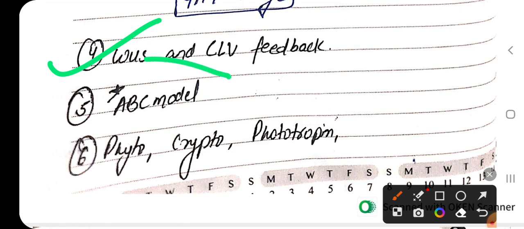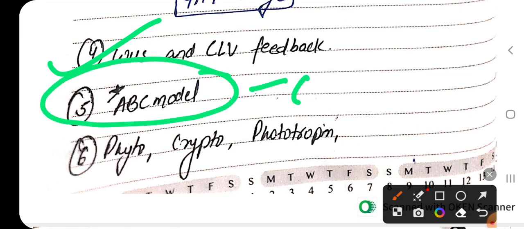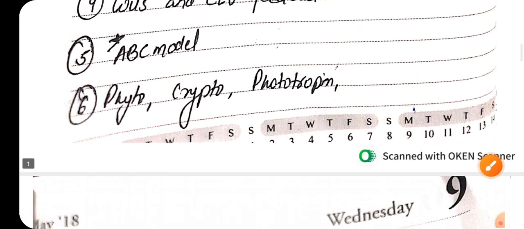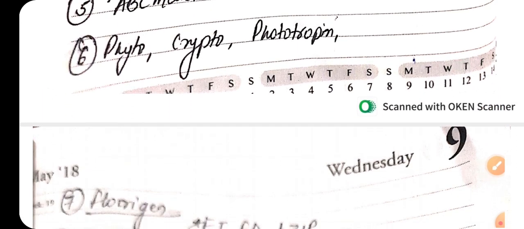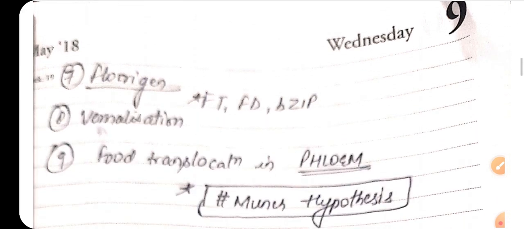Okay, then the ABC model is very important from the point of view of questions. So you can write the ABCDE model or ABCD model. Questions can be asked from the ABC model. Then phytochrome, cryptochrome, phototropin, all three of them you should remember by heart. And do one exercise: take a blank piece of paper and start making the structures of phytochrome, cryptochrome, and phototropin. If you did it right, then I think your concept is all fine.